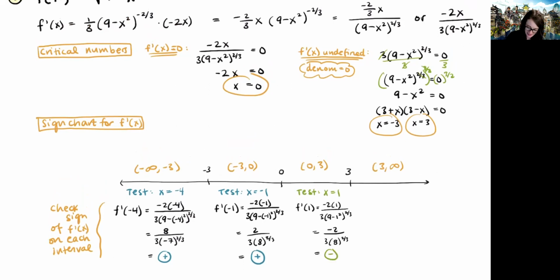All right, last, we've got 3 to infinity. So let's test x equals, how about 4? So we're going to plug a 4 into f prime. We'll have -2 times 4 up top. Down bottom, we'll have 3 times (9 minus 4 squared) to the 2/3. Up top, we'll have -8. Down bottom, we'll have 9 minus 16 again, so that's -7 to the 2/3. And again, we're squaring that down there.